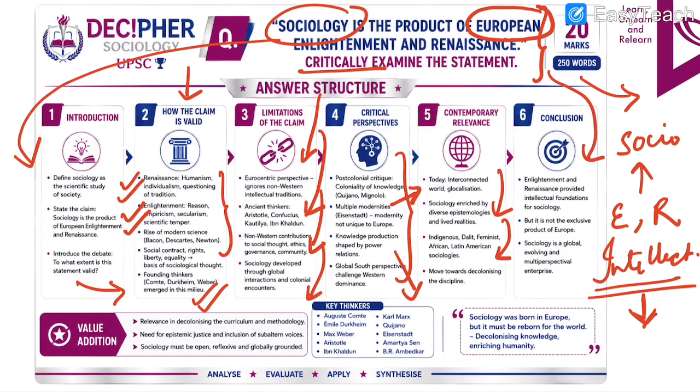and finally, you can conclude by once again emphasizing your point of view, saying that enlightenment and renaissance, they were the only forces or they were responsible for the emergence of sociology would be wrong. Yes, they were responsible for the starting, or the seed was sowed during renaissance and enlightenment, these two periods. But we cannot say that sociology is simply a product of Europe.